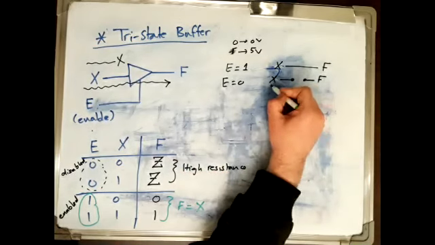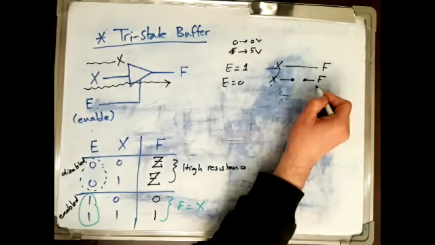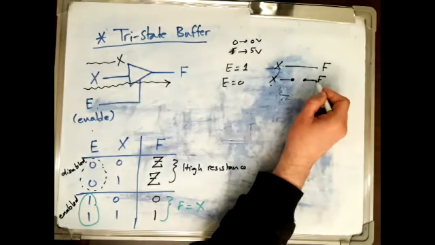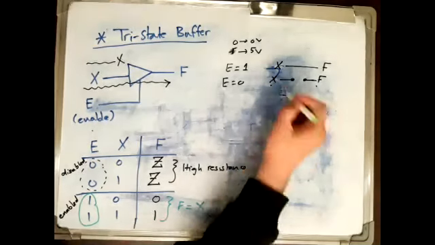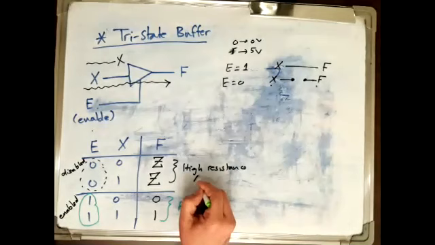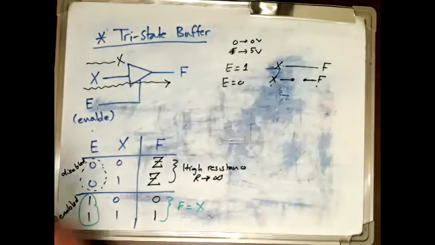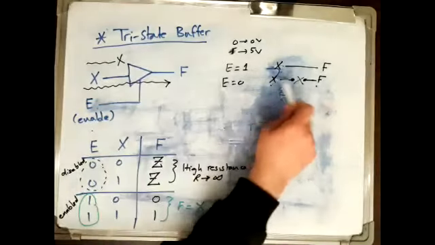There is a high resistance between X and F. That's why the voltage of X cannot reach the output F. If you put a very high resistance in a circuit, can the current pass through if the resistance is infinity? The current is V divided by R. If R is infinity, V over infinity is 0. So there is no current. There is no connection between this point and this point. In other words, here R goes to infinity, so we disconnect the input from the output.